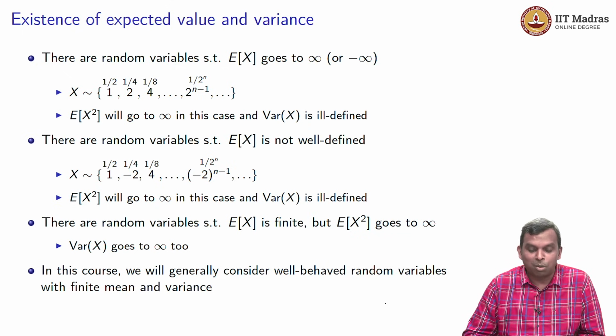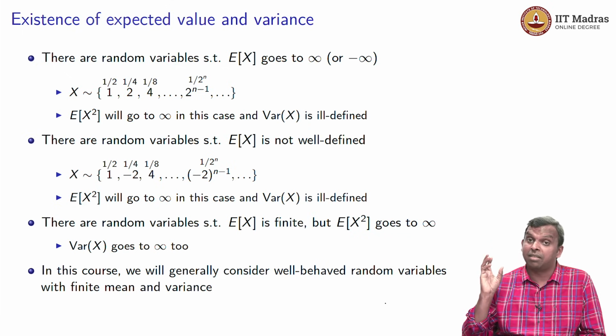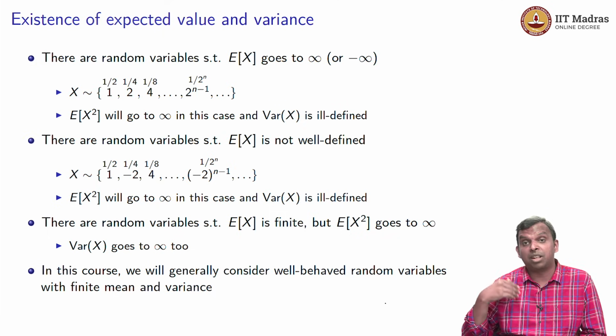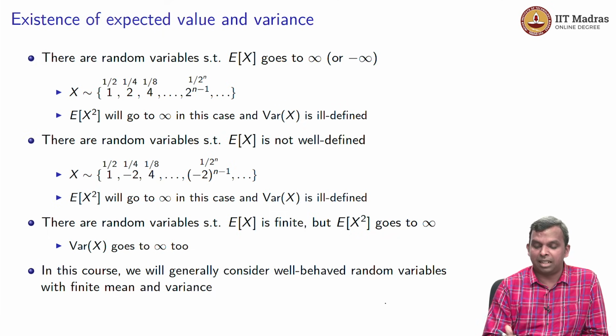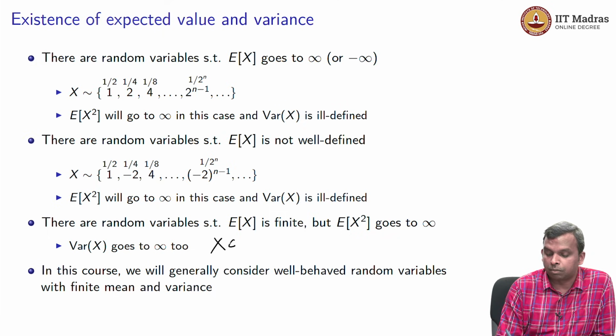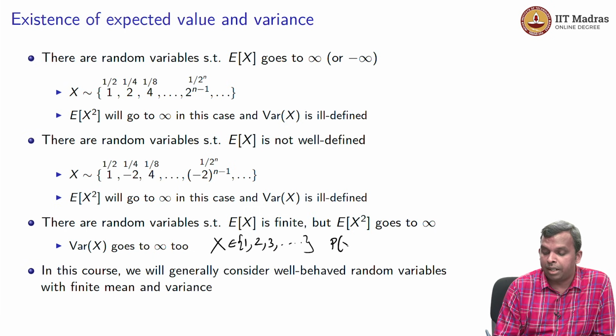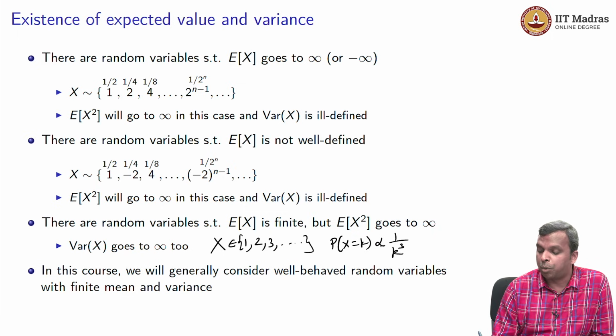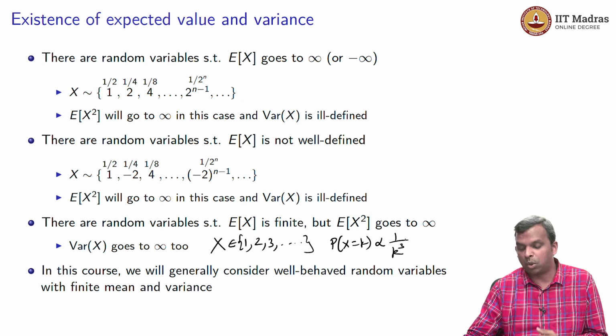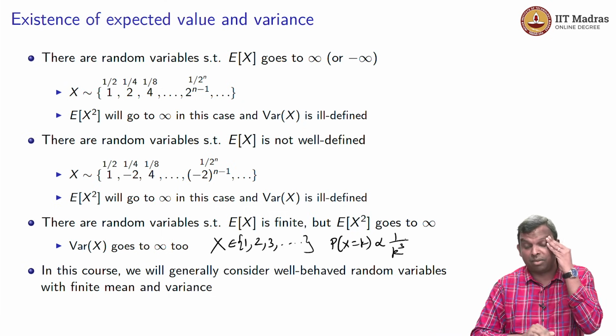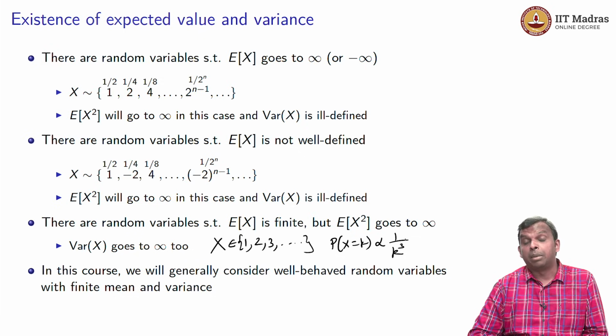I'm pointing out one more situation in the third bullet. You can have the expected value of X being finite, but the expected value of X squared going to infinity. A standard example is where the probability that X equals k is proportional to 1 by k to the power 3. I say proportional because you have to divide by the sum to make it add up to 1. So this is a standard example where the expected value of X is finite, but the expected value of X squared goes to infinity, so the variance goes to infinity.